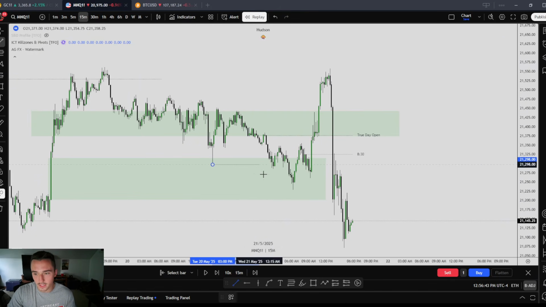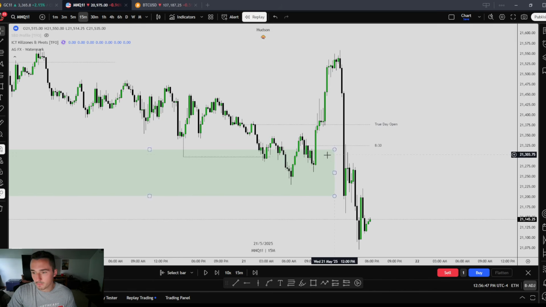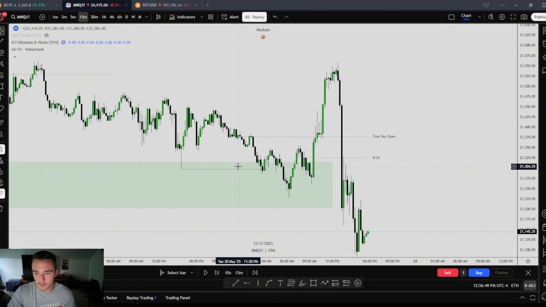And we also have this low right here, okay? So this one was disrespected, right? Where's 9:30? Right here, right? So what happens here? We sweep this low, but there's no displacement, so hands off, right? We continue lower, continue lower. Also, what happens up here? We respect bearish PD arrays, right? We respect this bearish fair value gap and continue lower.